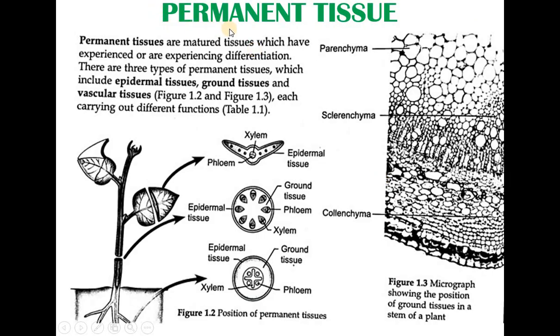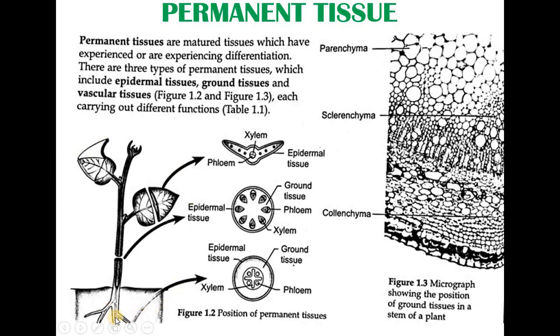Now we are going to discuss the permanent tissue. What is a permanent tissue? Permanent tissue refers to the mature tissues which have experienced or are experiencing differentiation. Actually, what is differentiation? Differentiation is a process whereby the cell becomes a specific cell that can carry out specific functions. So there are 3 types of permanent tissues: epidermal tissue, ground tissue, and vascular tissue. Now we look at this diagram.